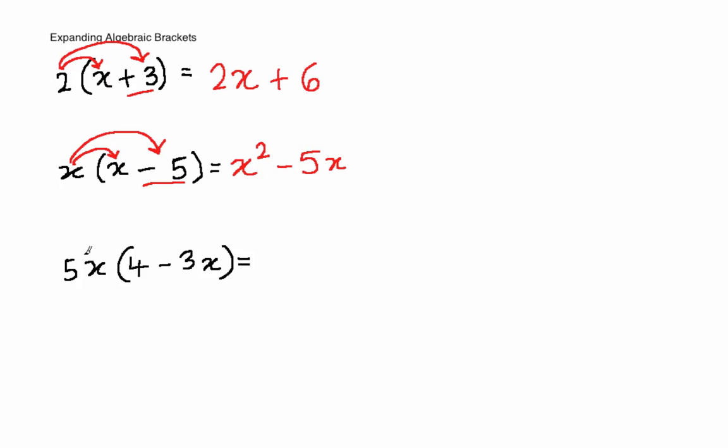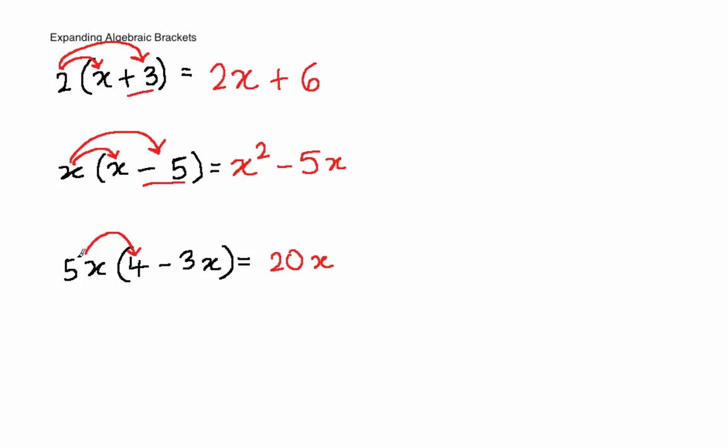In the third example, we've got both numerical and algebraic parts at the front. Here you multiply 5x by the 4. The 5 and the 4 go together, so it becomes 20x.